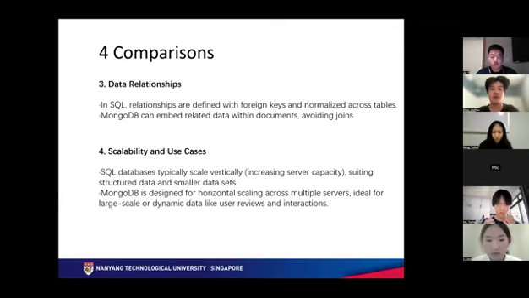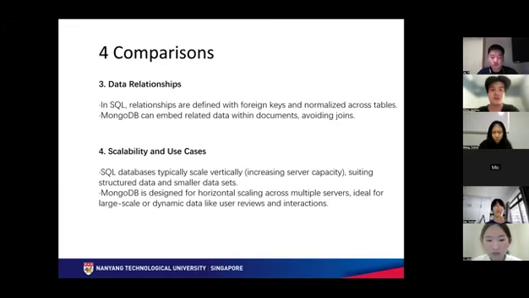And third is data relationships. In SQL, relationships are defined with foreign keys and normalized across tables. For question 12, SQL uses join between customer booking and airline reviews tables, ensuring consistent relational data handling. MongoDB can embed related data within documents, avoiding joins. For question 12, travelers' details and complaints could be nested, improving efficiency for scenarios where data doesn't need strict normalization.